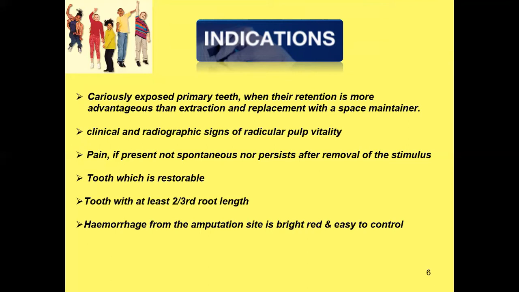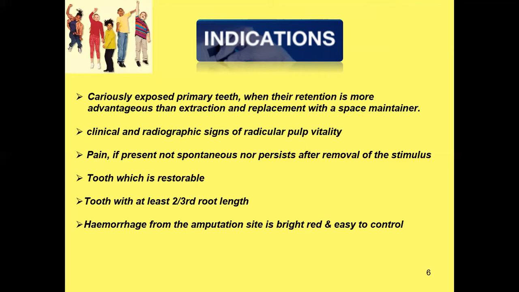When it comes to the indications, the first is a cariously exposed primary tooth when its retention is more advantageous than extraction and replacement with a space maintainer. It means you want to prevent the early loss of the tooth. You want to preserve the tooth in the arch, preserve the integrity of the arch, and preserve the masticatory function. So it is best to restore the tooth. That is the first indication.